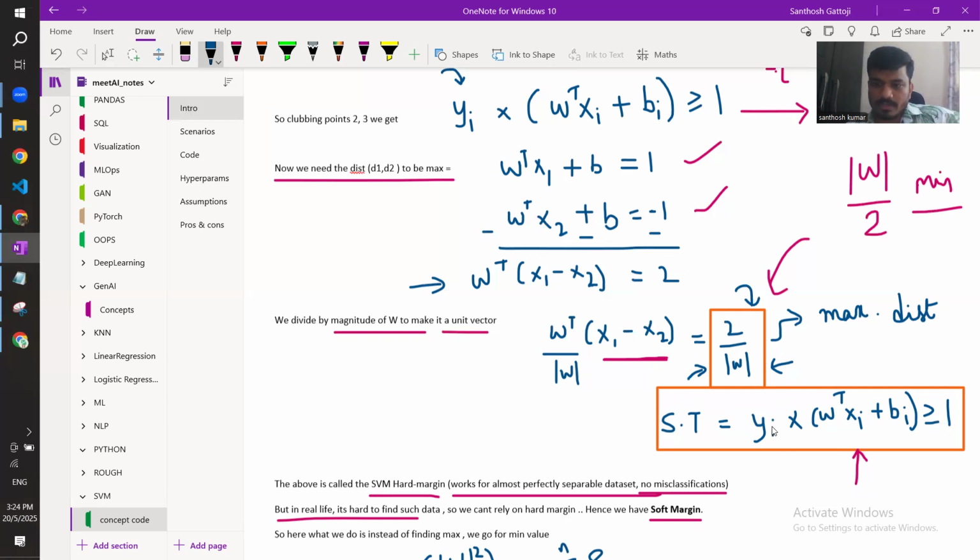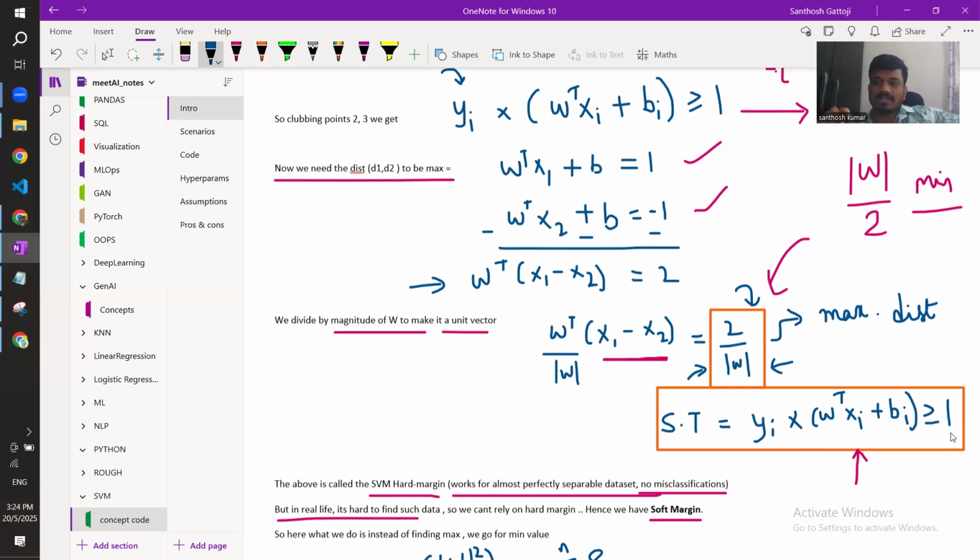That means for every point, when you look at its class, yi could be positive +1 or -1, correct? So yi into w transpose, what is this w transpose from the equation? Whatever line you are choosing, that particular line transpose xi plus b. This should be greater than 1.